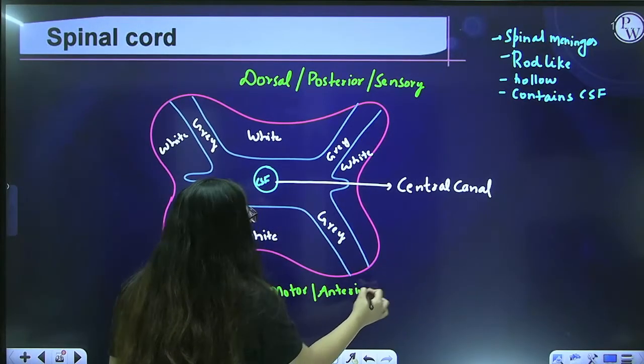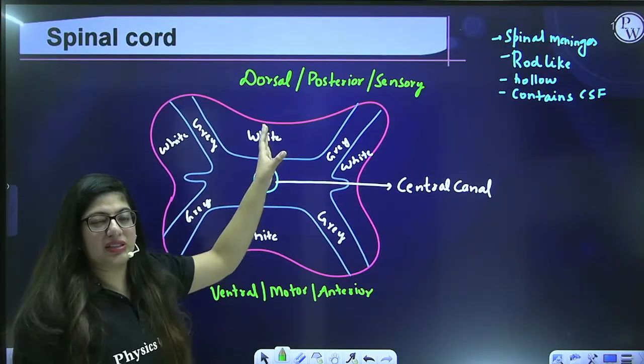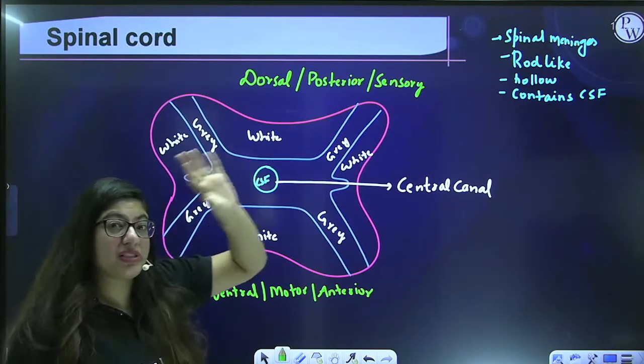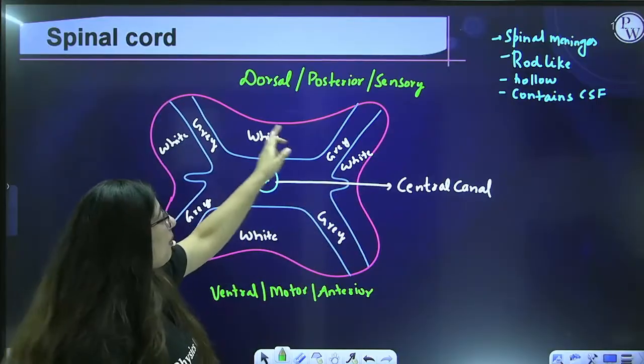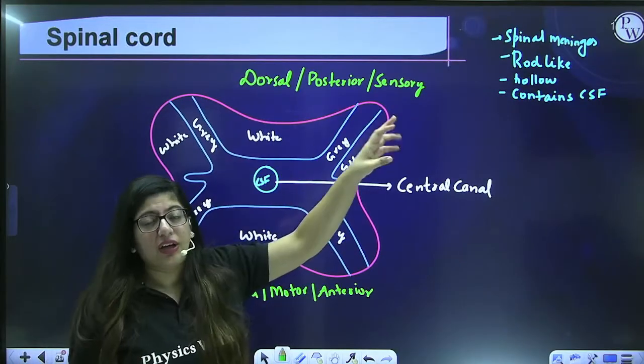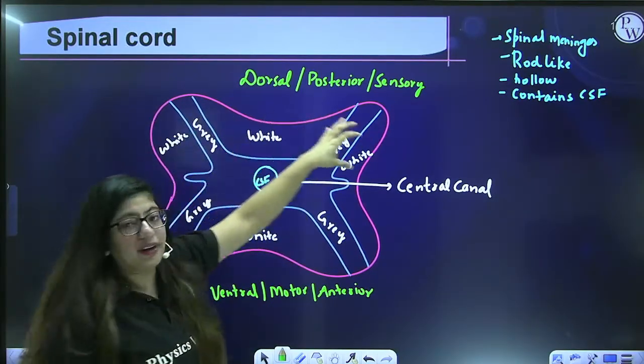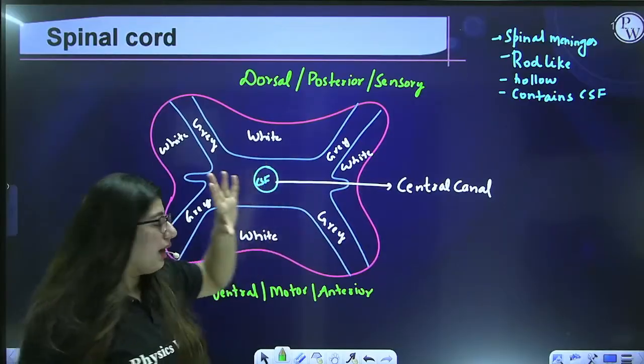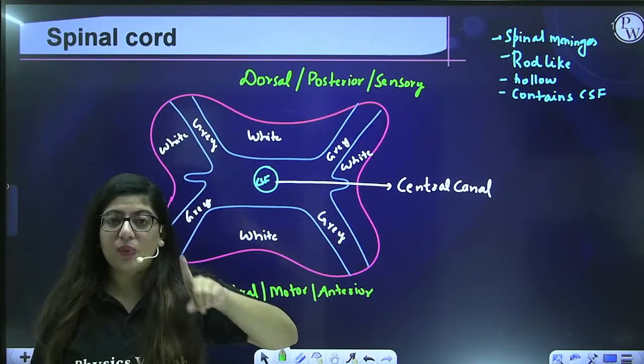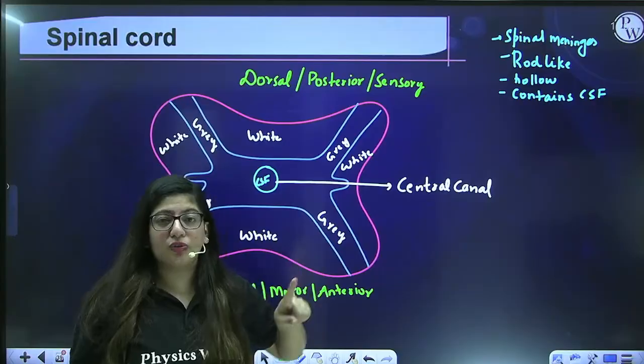Okay, you can learn it through DPS. DPS is Delhi Public School. These schools are very famous in Delhi, right? So Delhi Public School: dorsal posterior sensory. So the dorsal side of a spinal cord is always sensory and the ventral side is always motor. Once the question was asked in the NEET, so you must know that.